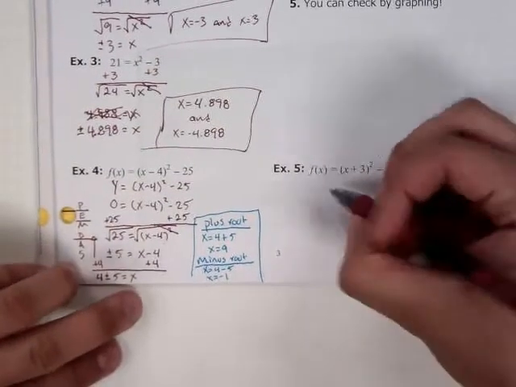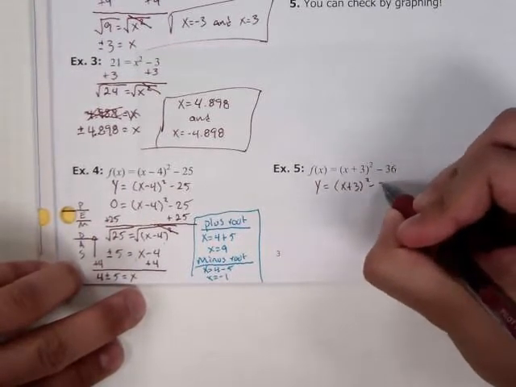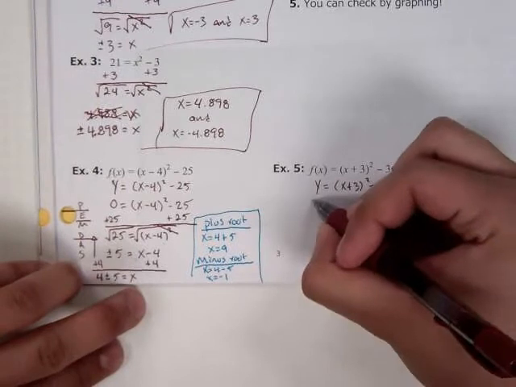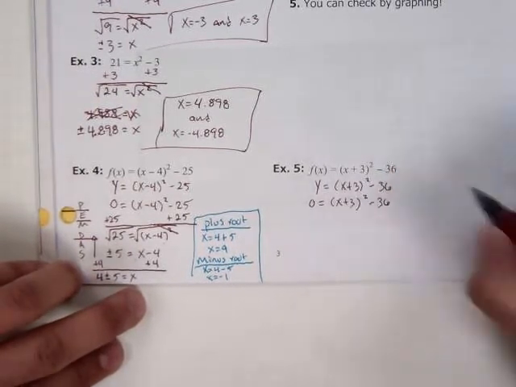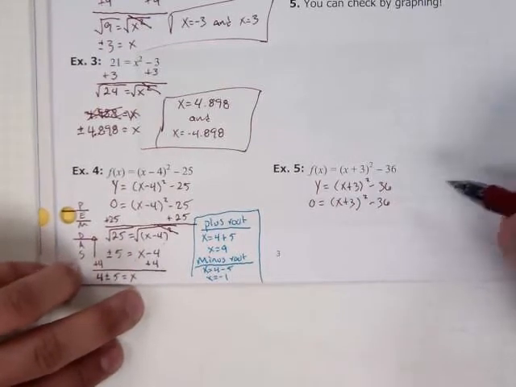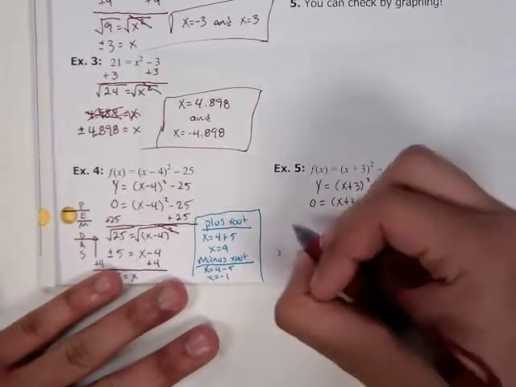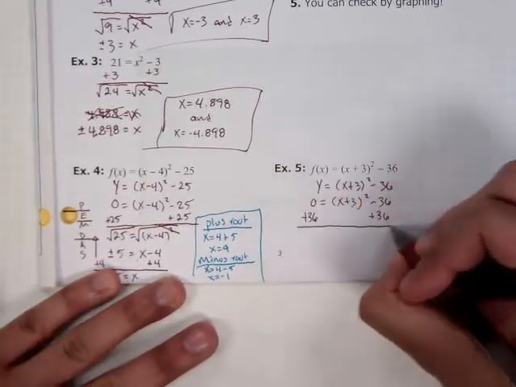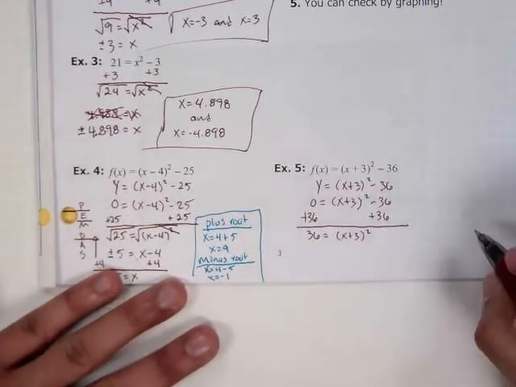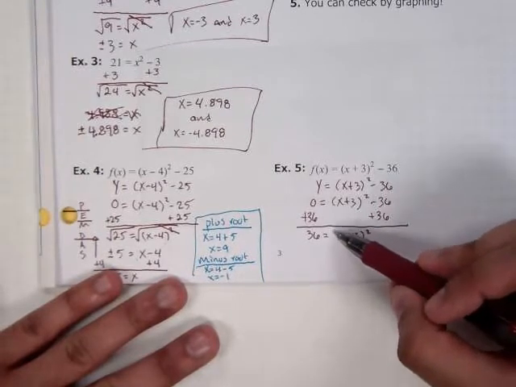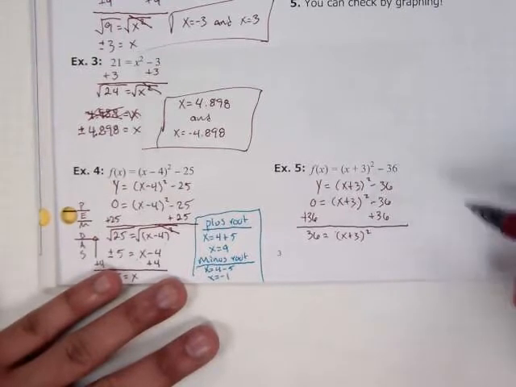Now example 5. Again, y equals x plus 3 squared minus 36. That's step 1. Step 2, 0 is equal to x plus 3 squared minus 36. Now PEMDAS in reverse. What's being added and subtracted to the parentheses? 36s. So I'm going to move that first. Now is there anything being multiplied, which is usually going to be up here, or divided? Nothing. Now we're going to move on to exponents.